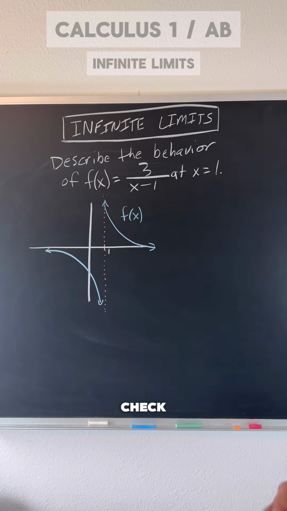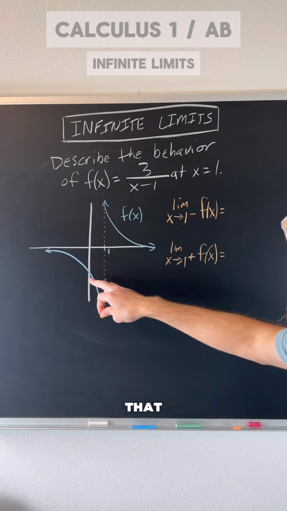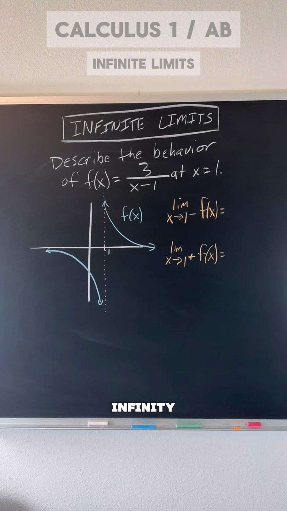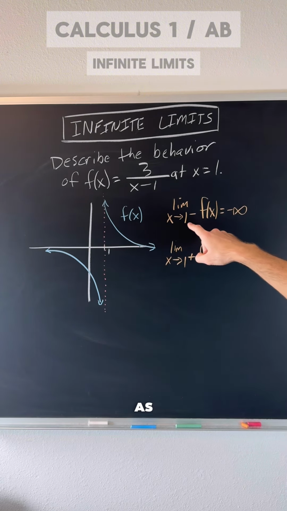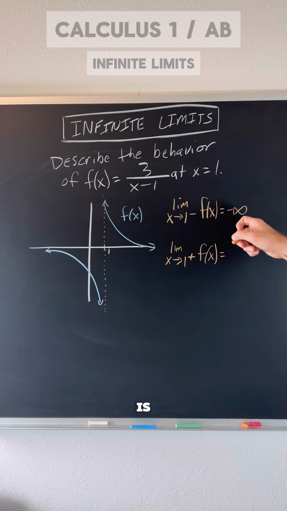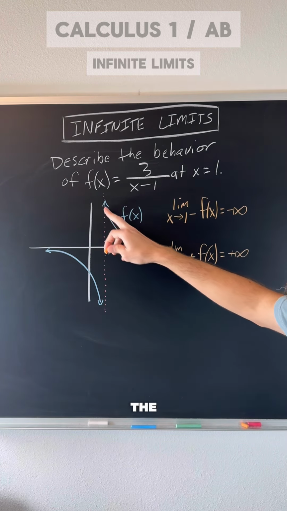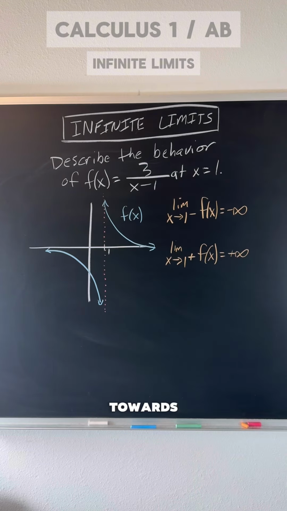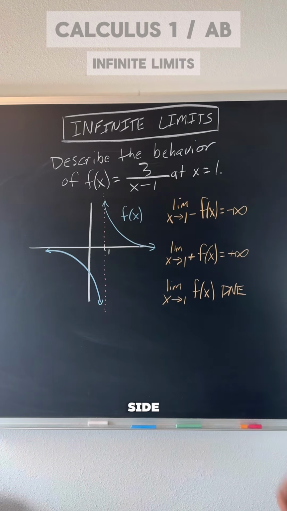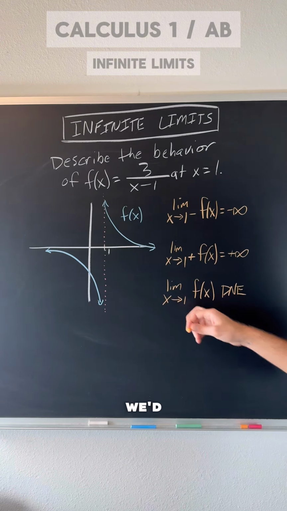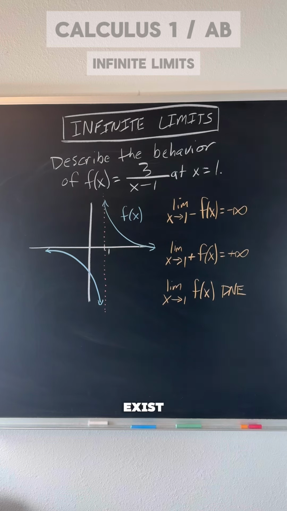Now that we have the sketch, let's check the behavior on the left and the right side of 1. As we approach 1 from the left, we see that the function tends towards negative infinity. Therefore, the limit of my function as x approaches 1 from the left is equal to negative infinity. We do the same thing on the right side, where as we approach 1 from the right, we see that my function tends upward towards positive infinity, so our limit on the right side would be positive infinity. And therefore, again, because the left and right side limits are not equal to one another, we'd say that the two-sided limit does not exist.